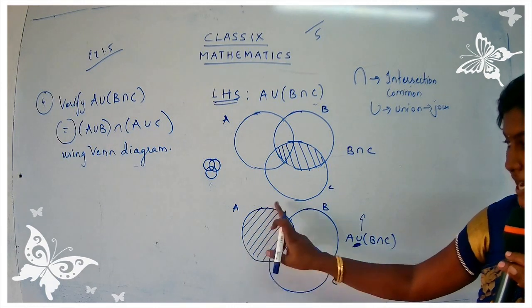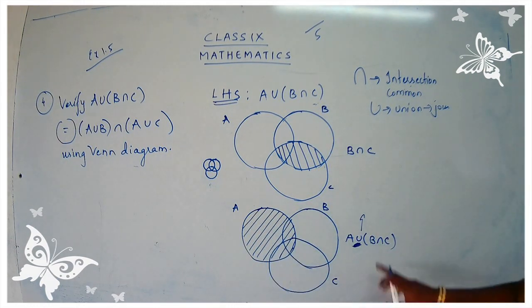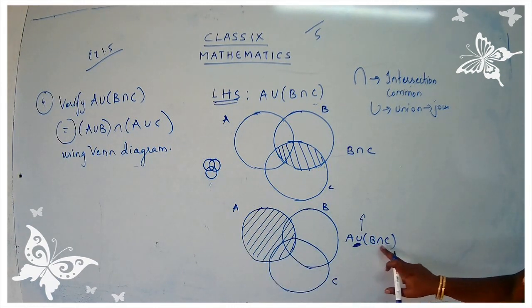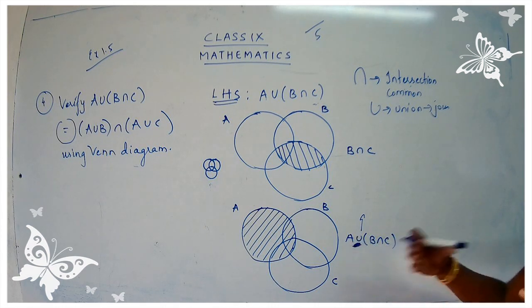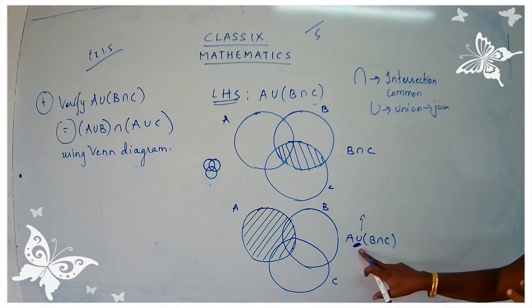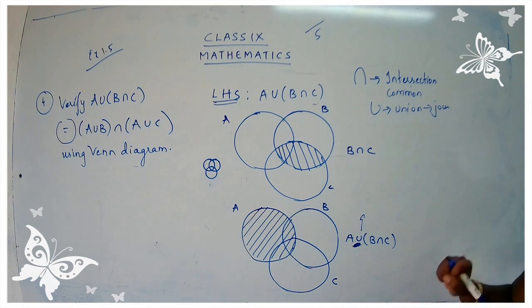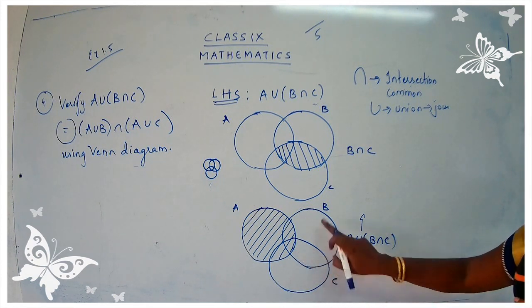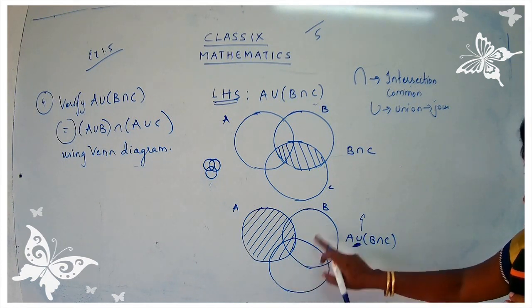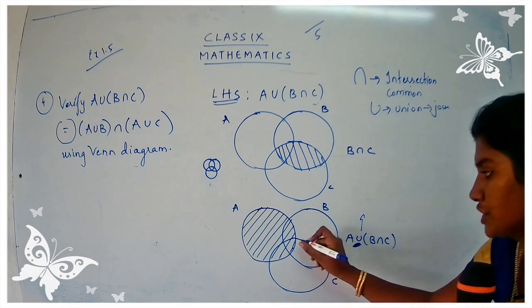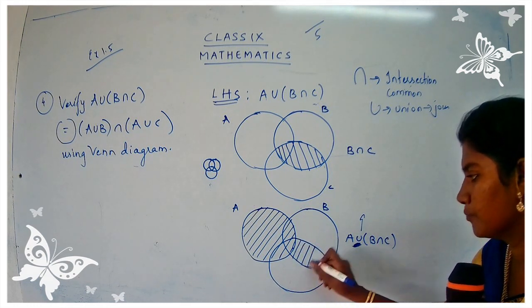So just shade A part. Have you shaded A part? Okay, now we have to shade B intersection C. That is, you are going to combine A and B intersection C. So where is B intersection C? This part. Yes, children, the common part of B and C. What is common? Here this part is common. So you are going to shade B intersection C.